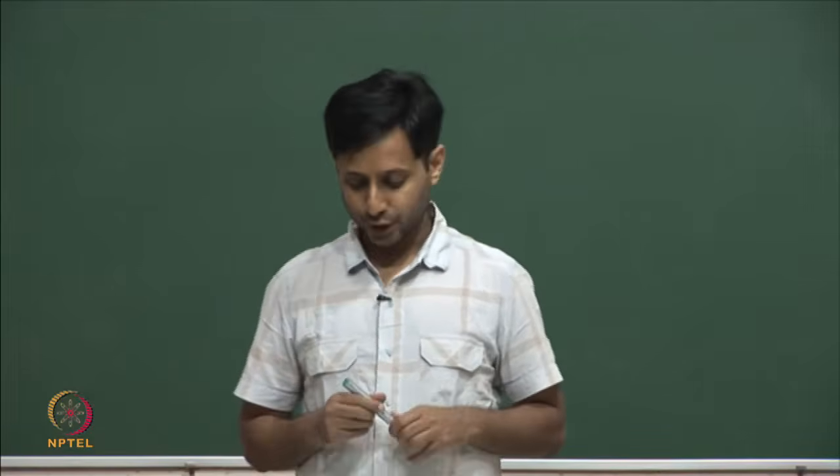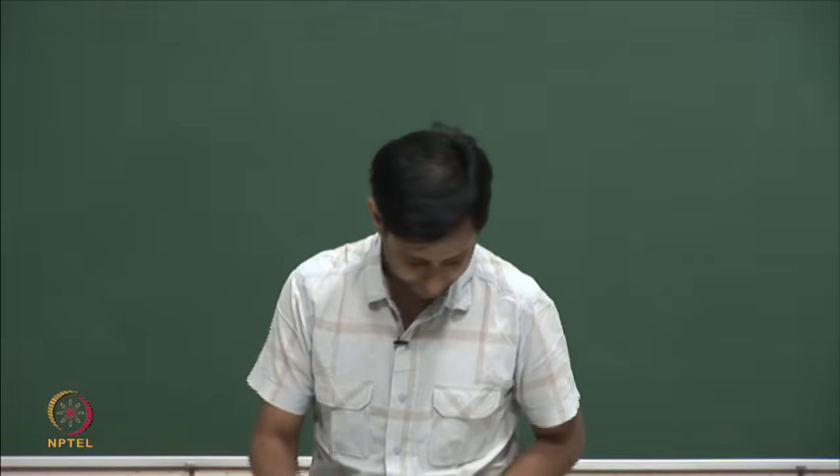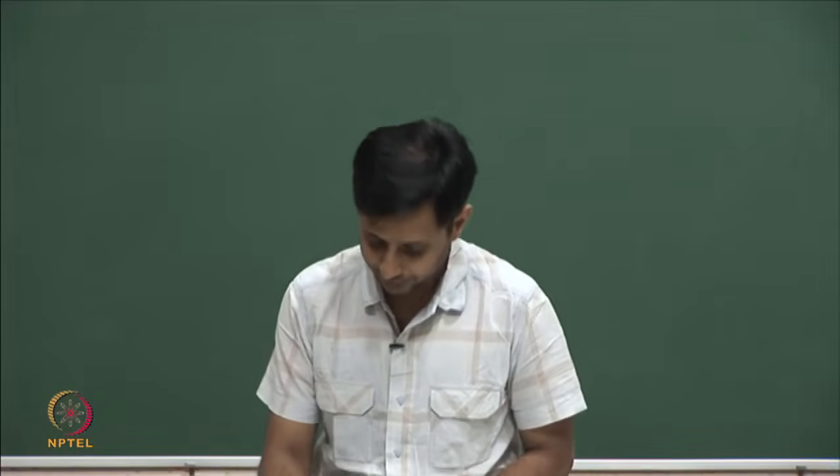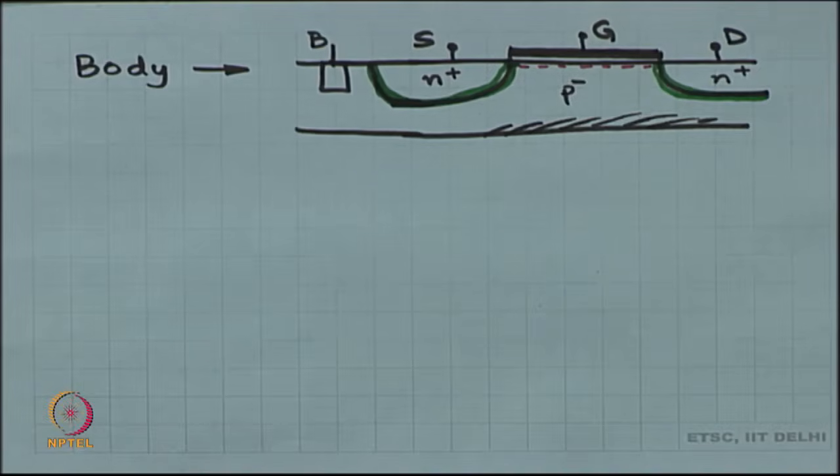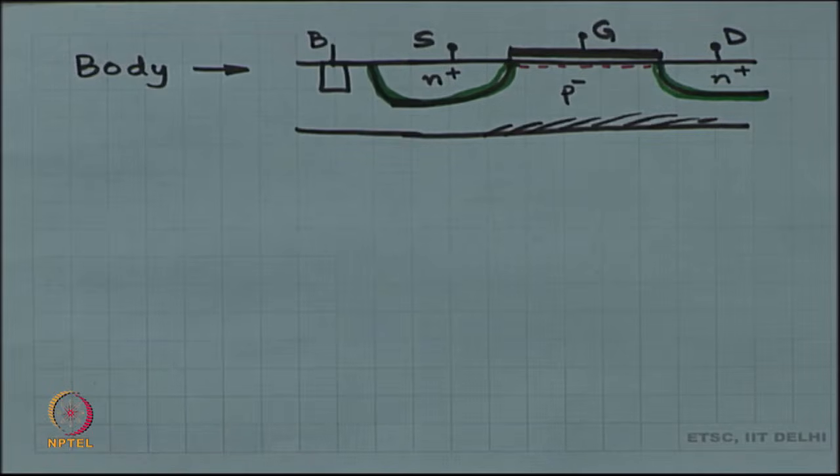The MOSFET action happens over here, right. You get an inversion layer formed right underneath the gate. When you apply a gate voltage, the gate tries to pull charge to the top of the surface right beneath it, and that creates an inversion layer.